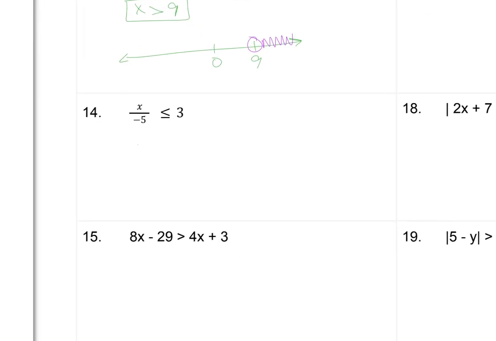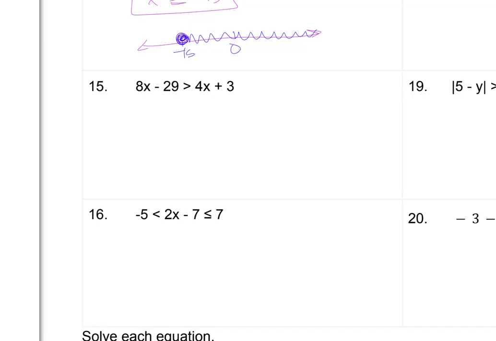I'm going to multiply both sides by -5, which flips my inequality. So there's my first answer, and here comes the graph. Closed dot on -15, and x is all of the numbers that are bigger than -15. Subtract 4x, add 29, divide by 4, and here comes my graph. Open dot, x is all of the numbers that are greater than 8.